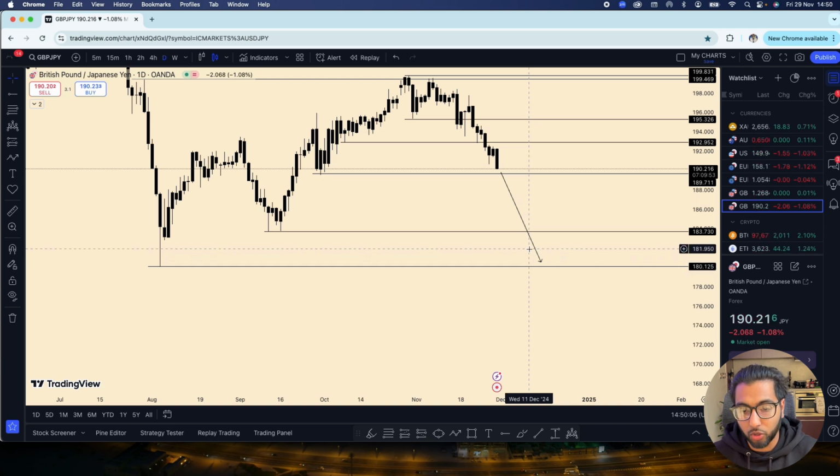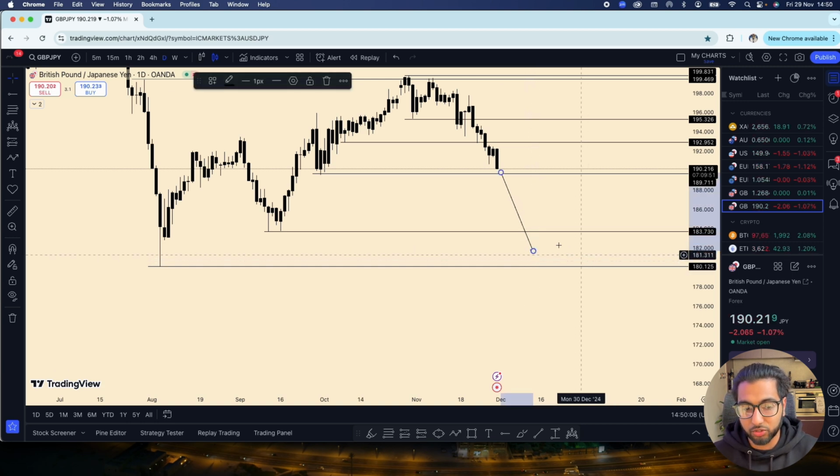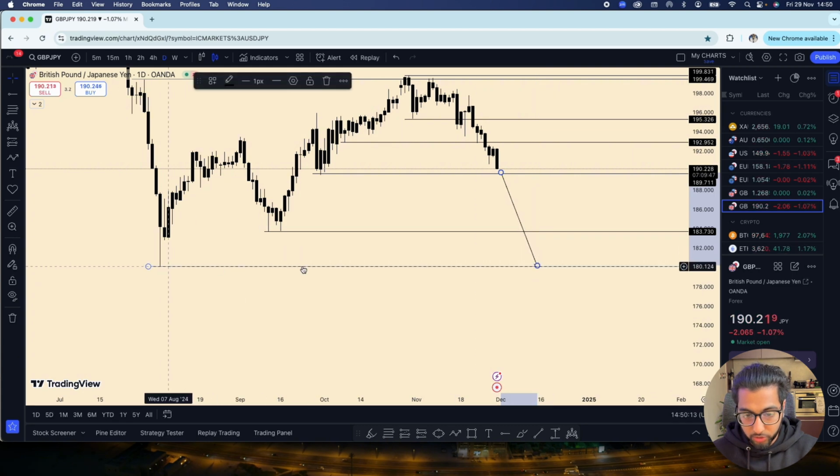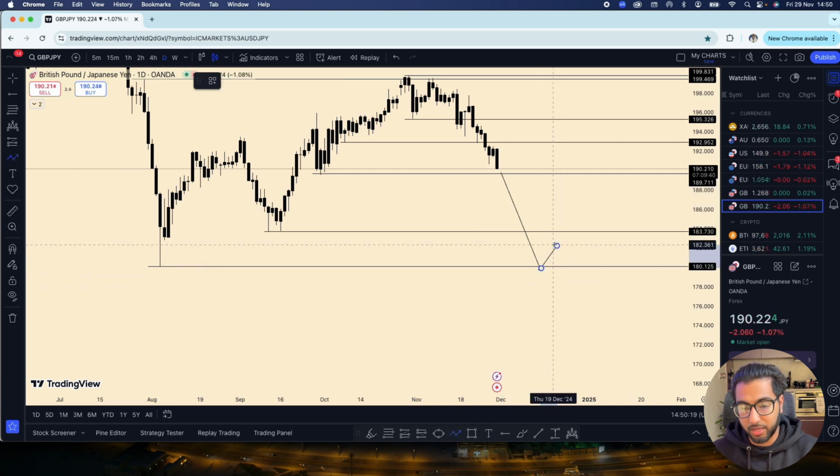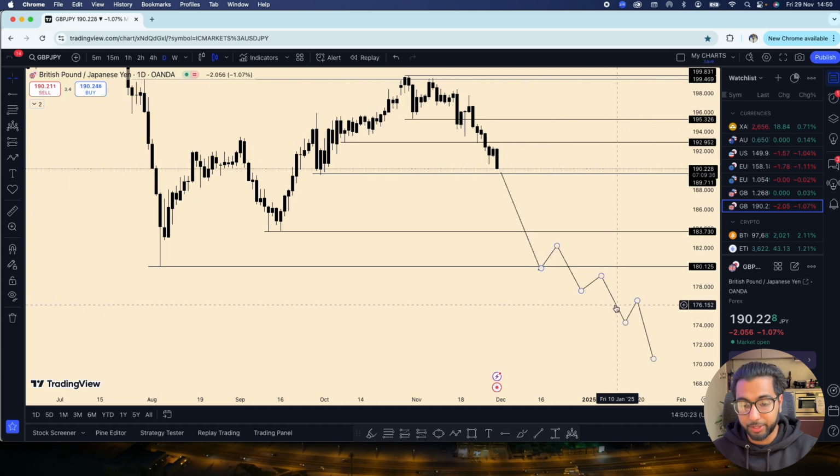It's not just going to randomly stop here. Price isn't just going to randomly stop and continue to go up. It's going to sweep, stop out all these buyers, and then we might get some sort of reaction to maybe the upside, or maybe we'll just continue to go on this downtrend.